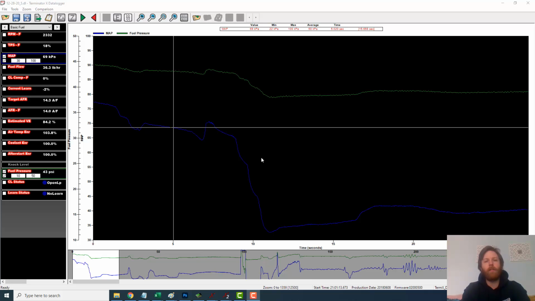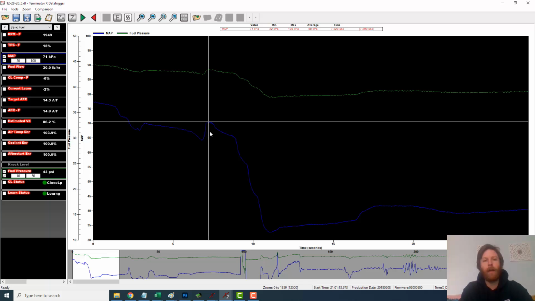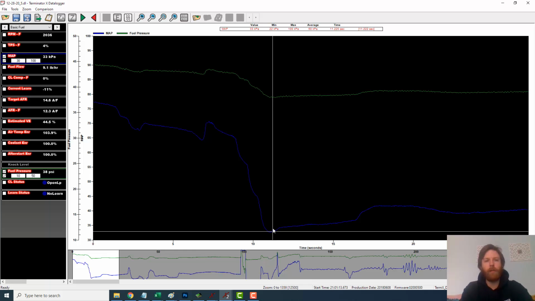So again, what you're seeing here is blue line is your manifold pressure, green line is your fuel pressure. And while the numbers at this point aren't that important, the relationship is. What you notice is that anytime the manifold pressure is higher, so is the fuel pressure. And when the MAP is showing a really low kPa, we show a lower fuel pressure. And this is totally normal.